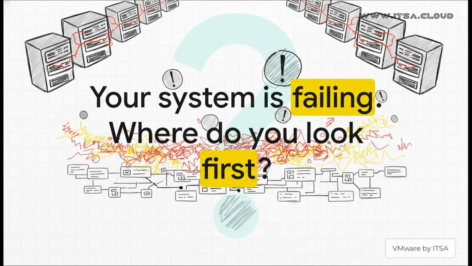So picture this, a critical app goes down. Everyone's looking at you and the pressure is really on. You've got hundreds of VMs, dozens of hosts, alerts are firing off left and right. We've all been there, right? It's that high-stakes moment where you just have to ask, where do you even start?